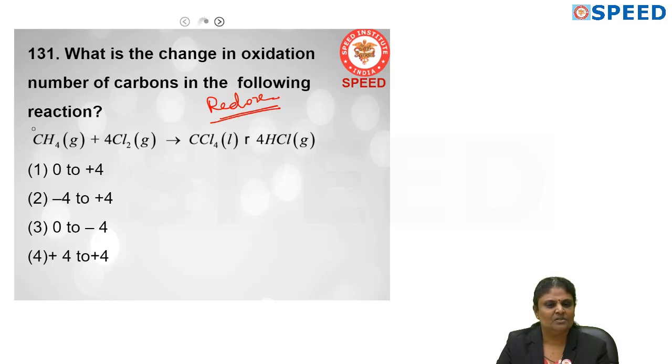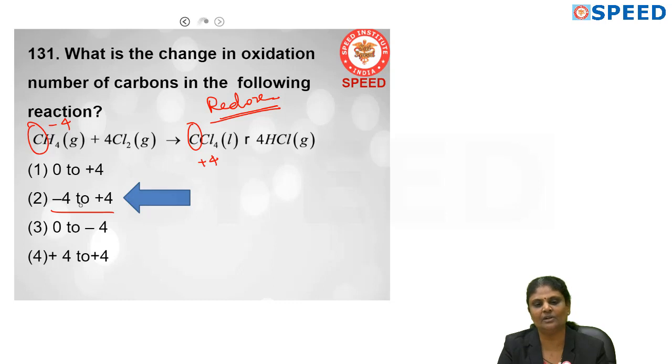Okay, here you need to calculate the oxidation number for carbon in methane and carbon in tetrachloride. I think this is +1 condition. So +4, go to that side, -4. I think the oxidation state is -4. Here ClO4 minus, go to that side. So -4 is equal to +4. I think so. The option -4 to +4 is the correct one.